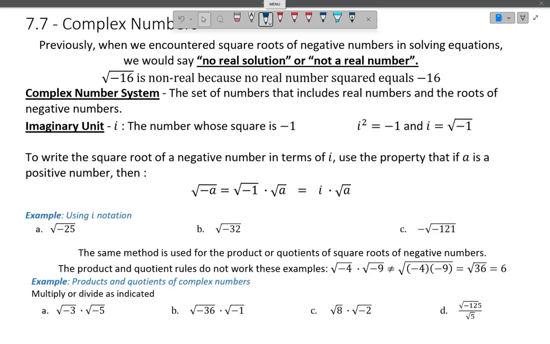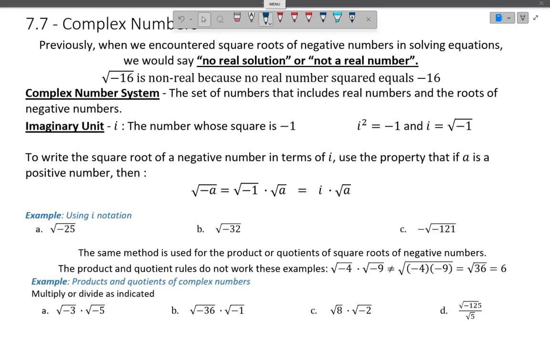Then we have the non-reals. So the existence of the reals indicates we also have the existence of non-real numbers. And up until now, every time that we have had the square root of a negative number, we've just said not a real number. Okay, so now we're going to deal with that not a real number issue. And we can actually still do all of our arithmetic operations with non-real numbers.